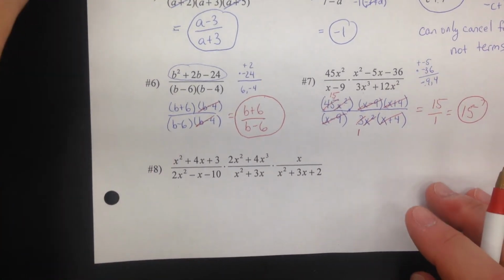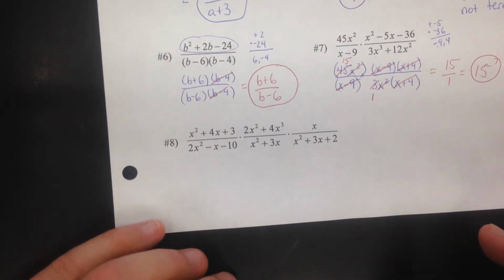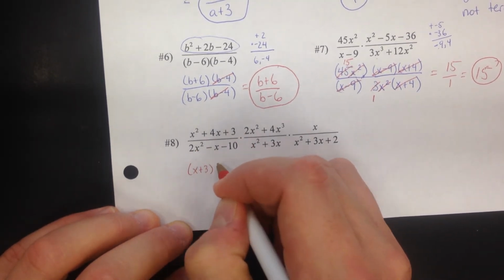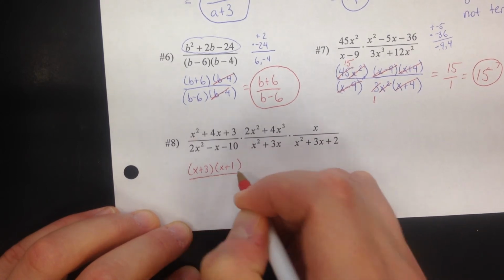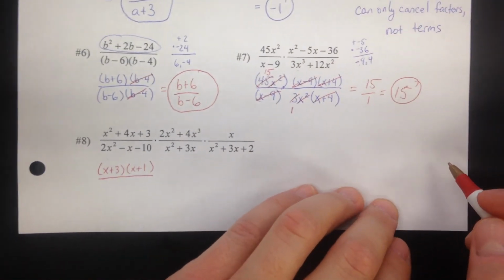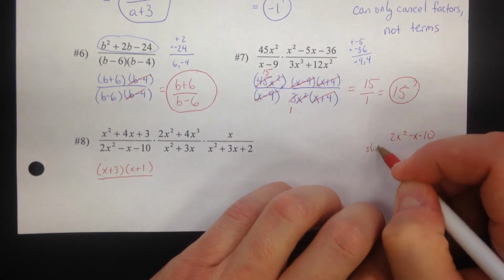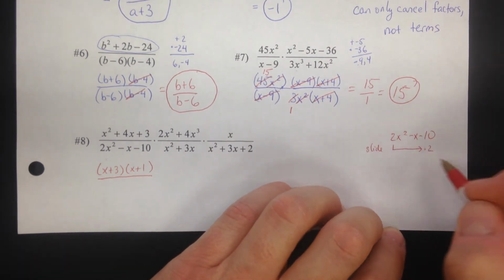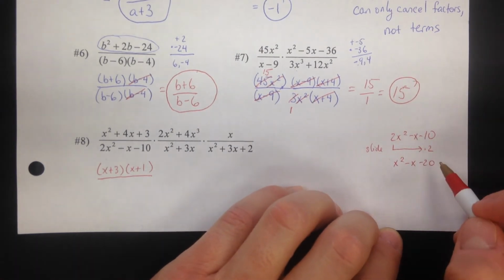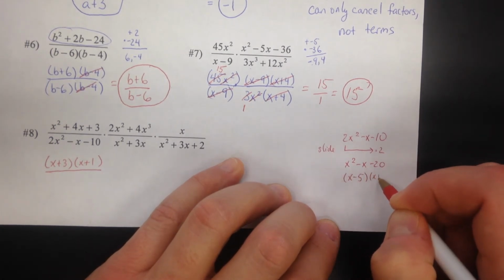All right, and then last but not least, number 8. We've got a ton of stuff going on here, so we're going to factor this a piece at a time. x squared plus 4x plus 3 is x plus 3 times x plus 1 over 2x squared minus x minus 10. Well, on the side here, 2x squared minus x minus 10, I'm going to slide and divide. I'm going to slide the 2 down, so multiply by 2. x squared minus x minus 20. Two numbers that multiply to negative 20 and add up to negative 1. x minus 5, x plus 4.